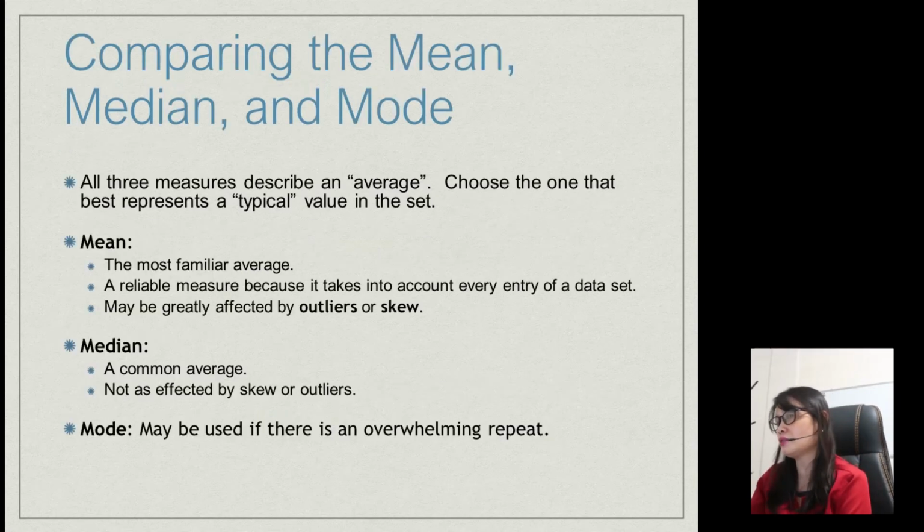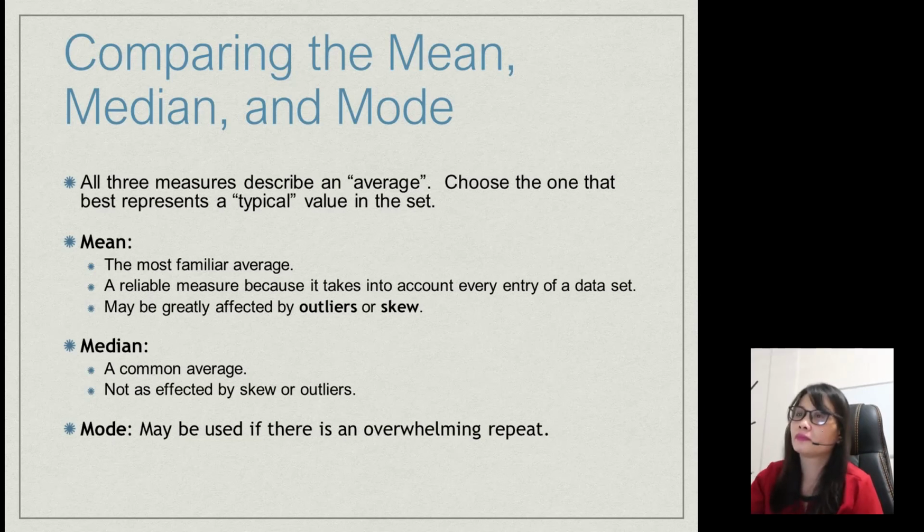Comparing the mean, median, and mode, all three measures describe an average. Choose the one that best represents a typical value in the set. Mean, the most familiar average, is a reliable measure because it takes into account every entry of a data set, but it may be greatly affected by outliers or skew. We will discuss outliers as we go along. Median, a common average, is not as affected by skew or outliers. Mode may be used if there is an overwhelming repeat of data entries.